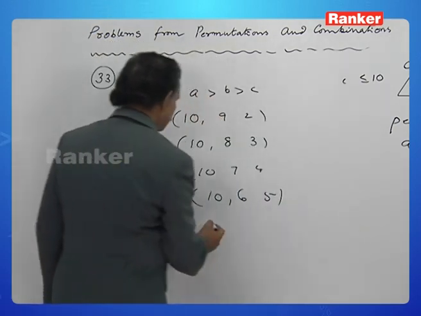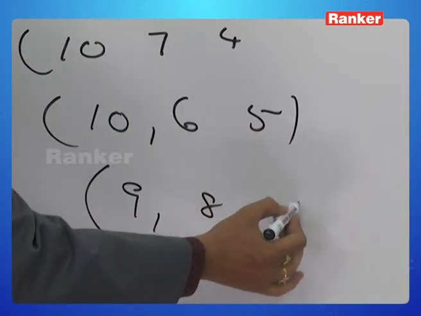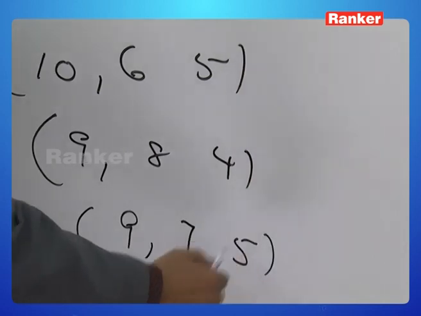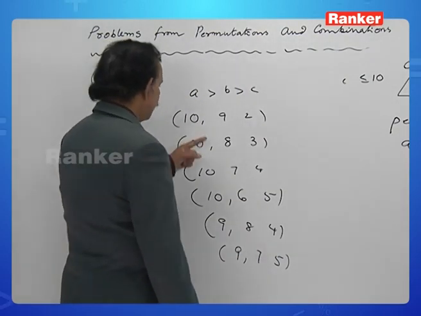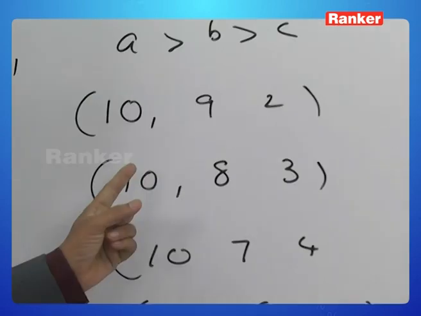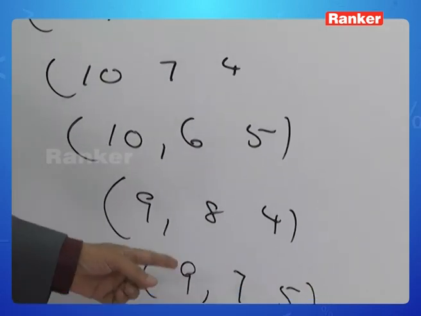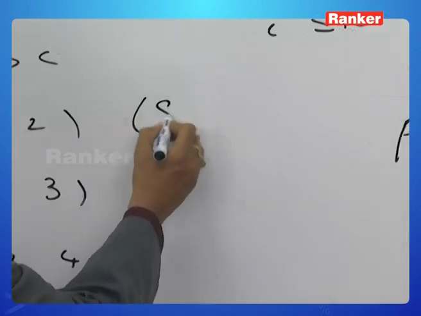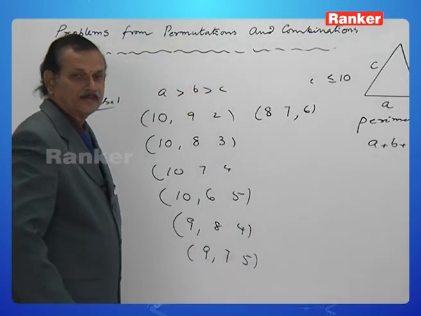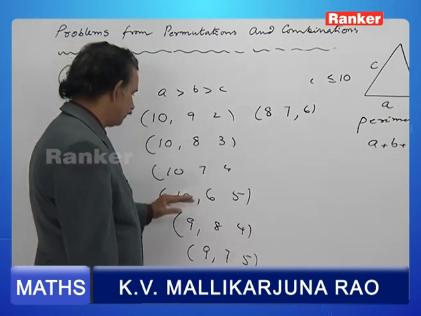Next, 9, 8, 4. 9, 7, 5. And then 8, 7, 6. These are the possible cases: 10, 9, 2; 10, 8, 3; 10, 7, 4; 10, 6, 5; 9, 8, 4; 9, 7, 5; 8, 7, 6. That is 7 combinations.